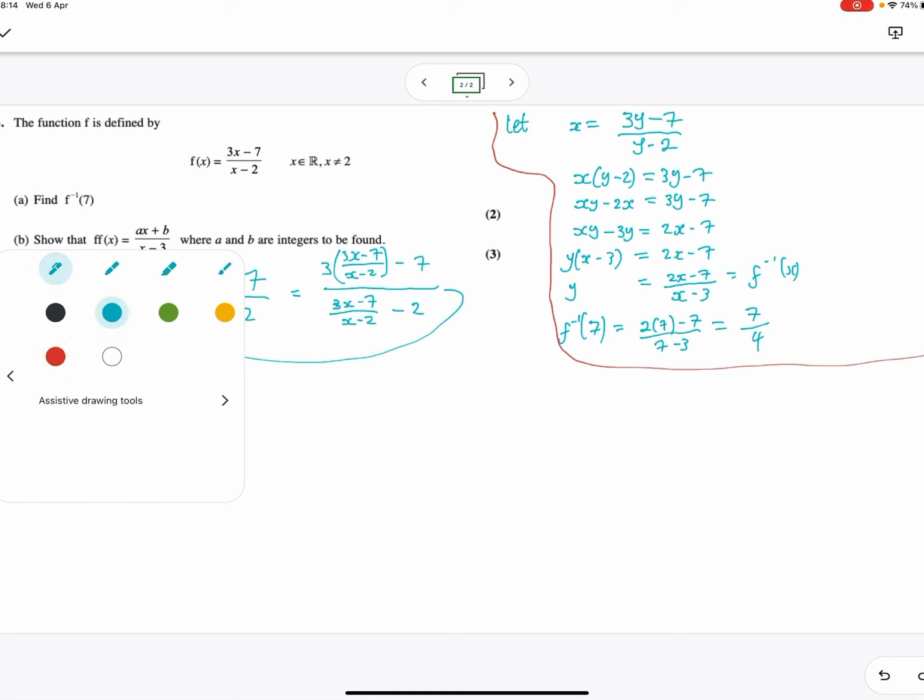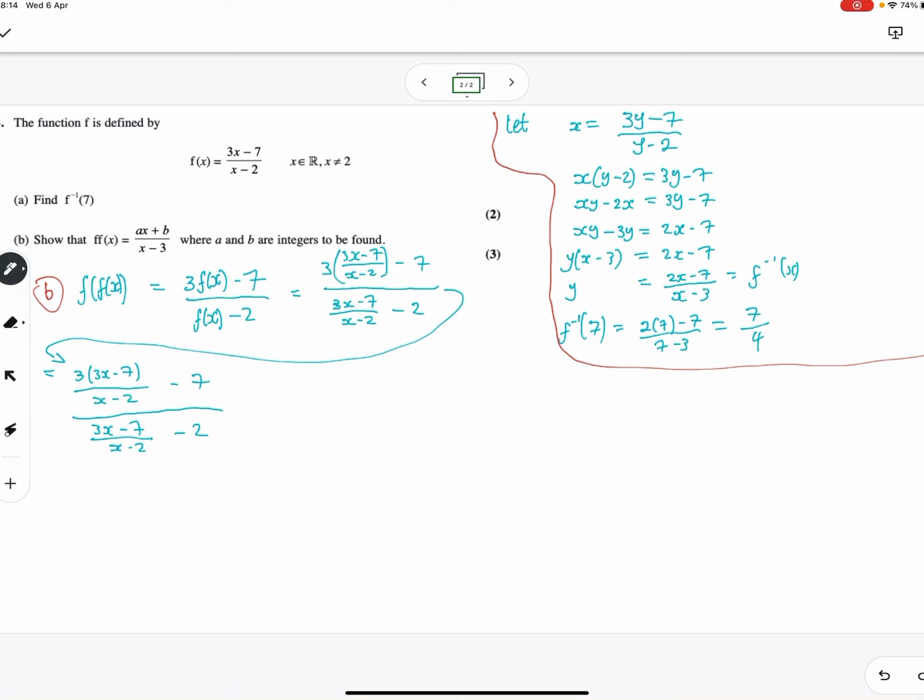So then that means that if I multiply the numerator of the main fraction and the denominator of the main fraction by x minus 2, that gives 3 lots of 3x minus 7, if you multiply that part by x minus 2, minus 7 times x minus 2. So that's that bit multiplied by x minus 2. All divided by, and then if I do the bottom part also multiplied by x minus 2, that gives 3x minus 7 minus 2 lots of x minus 2.